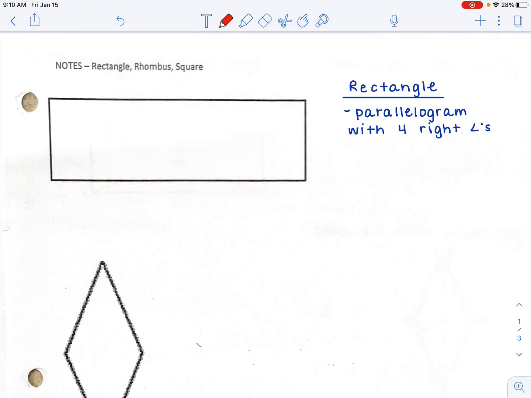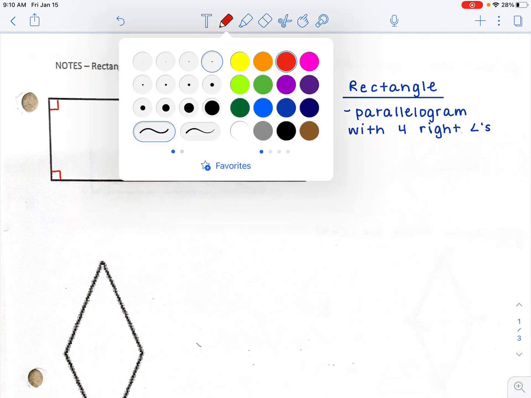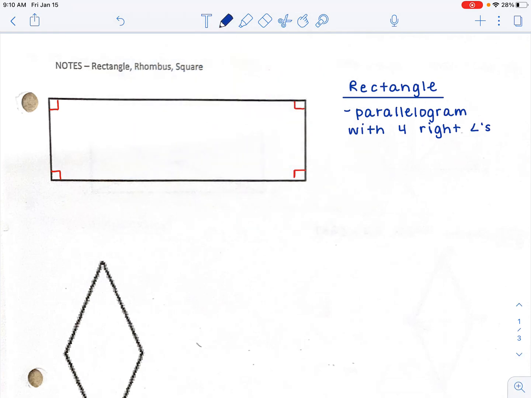So in this picture, that's the first thing we're going to draw here, is we have right angles. So all 4 of these are right angles. All right, so we've got the 4 right angles. Another thing we have here is we know that opposite sides are still congruent. So this side is the same as this side, where this side is the same as this side.